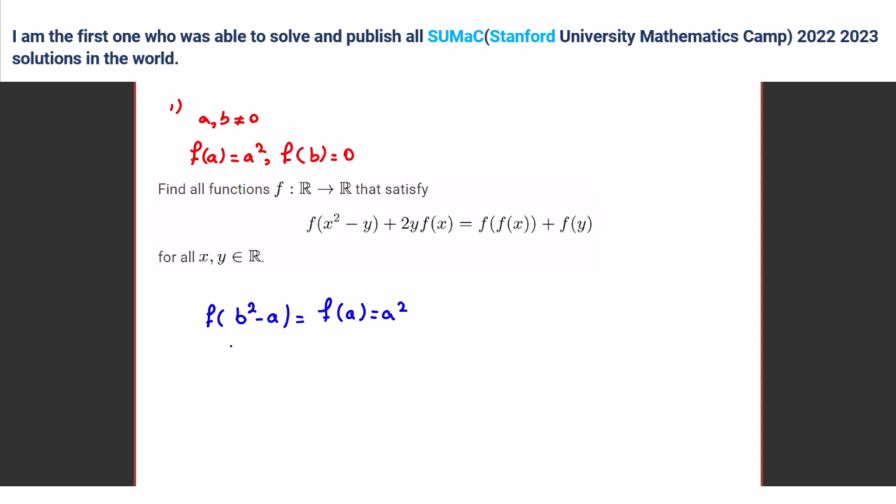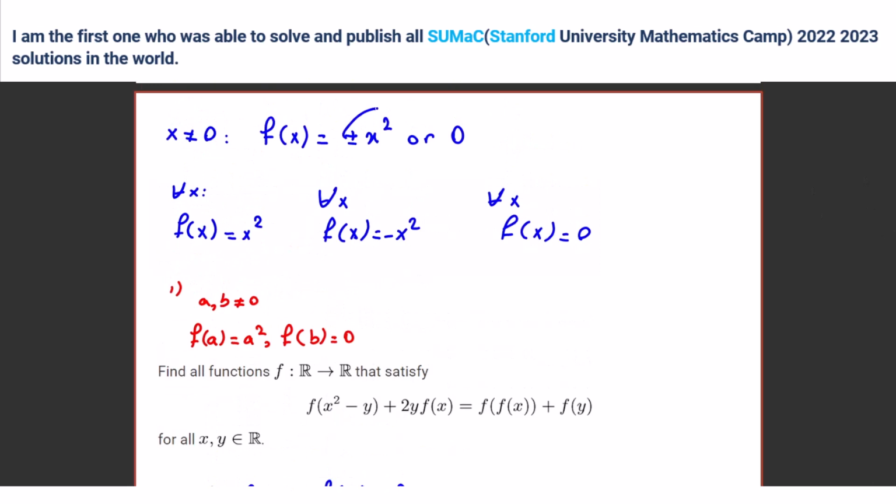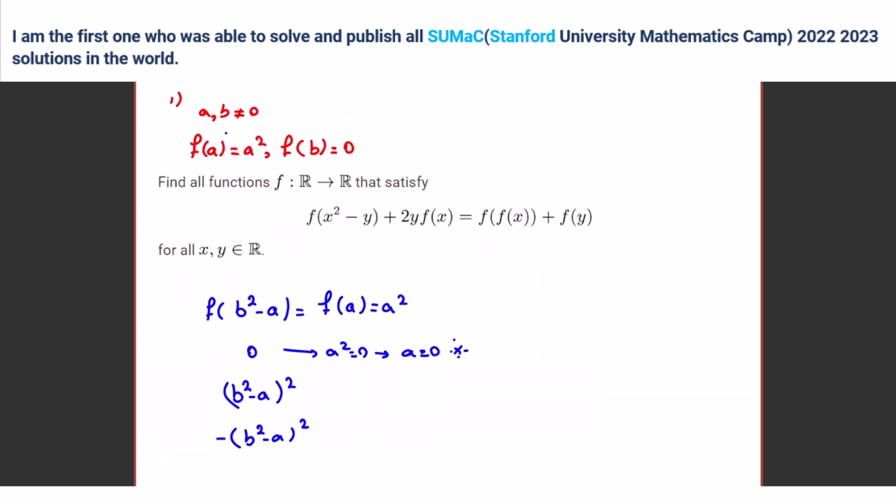Exactly. Now we know this part is what or what or what? We know it's 0, or b squared minus a whole squared, or negative this, right? If it is 0, then a squared is 0, a contradiction, because we said that a is not 0. Because 0 satisfies all of them, because 0 is equal to plus minus 0 squared, it's not important. We consider a and b not 0, so the first one is a contradiction, right?